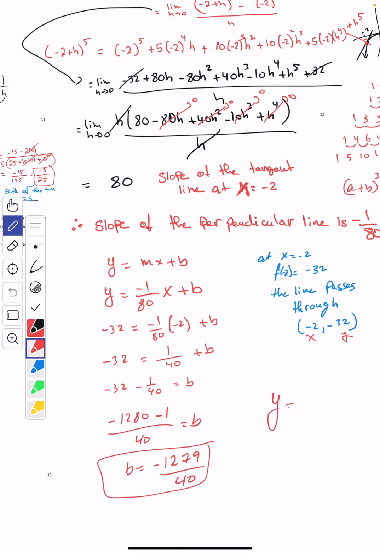So the equation of the perpendicular line to that tangent is y equals negative 1 over 80 x minus 1,279 over 40.